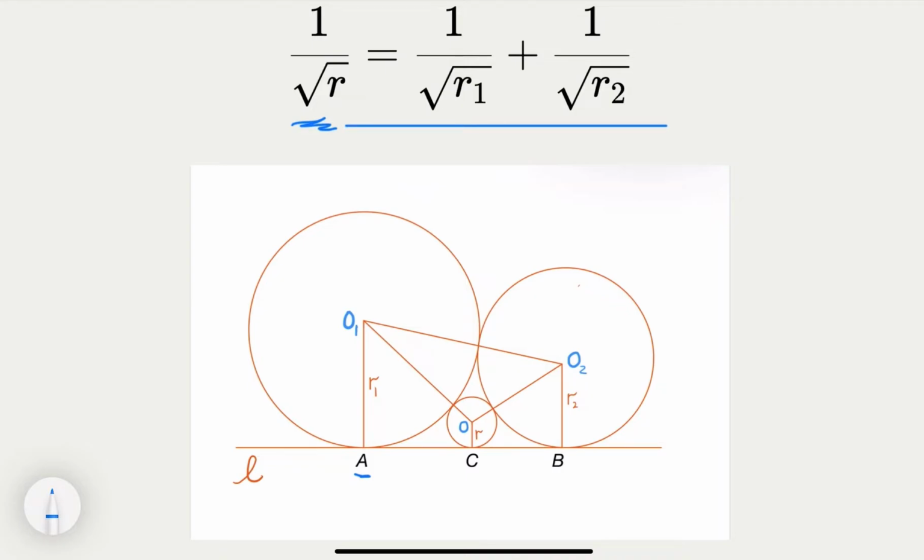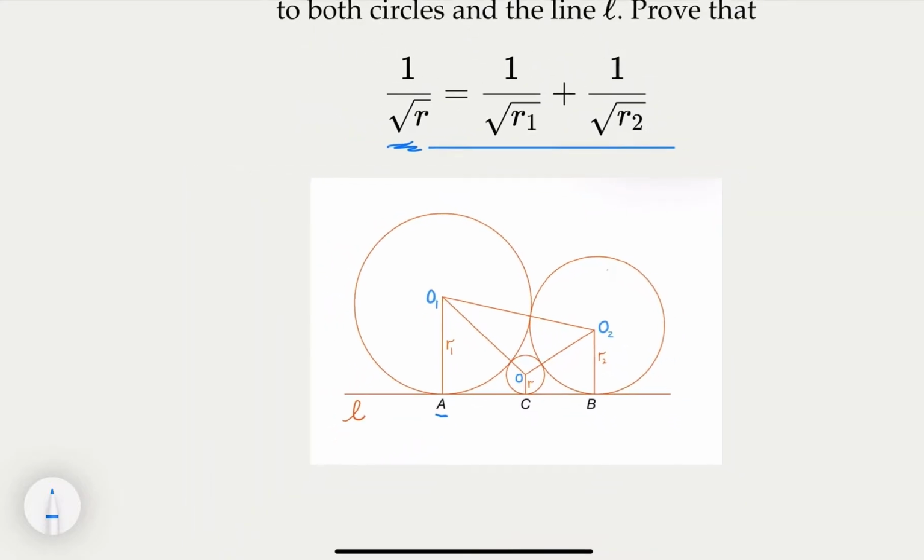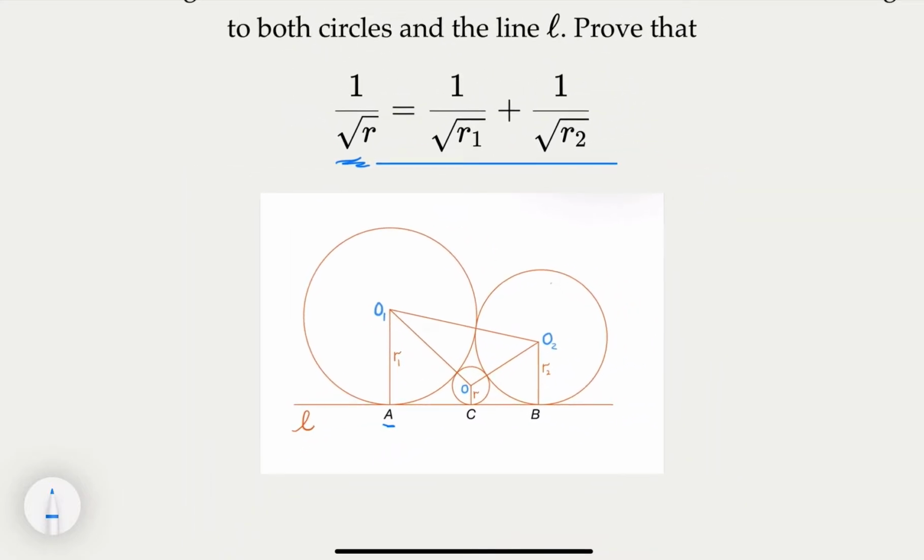All right, so I want to prove this. Why don't you think about it to see if you can figure out the proof, and when you're ready you can continue with the video.